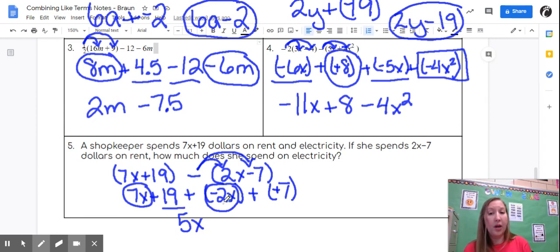And then I have positive 19, right? And positive 7. And I'm going to add those two together as well. So 19 plus 7 is 26. So my final simplified answer here is 5x plus 26.